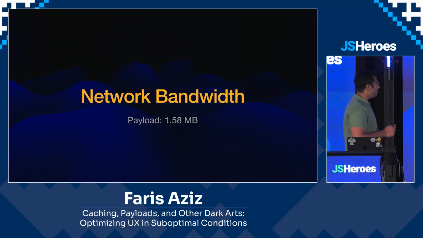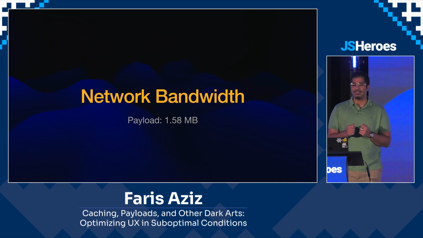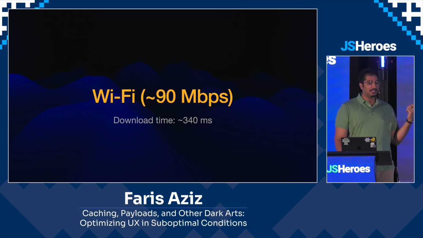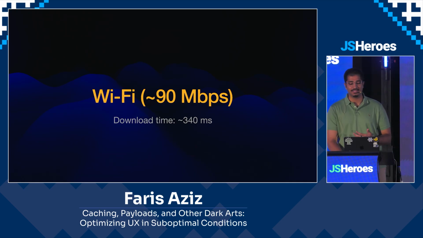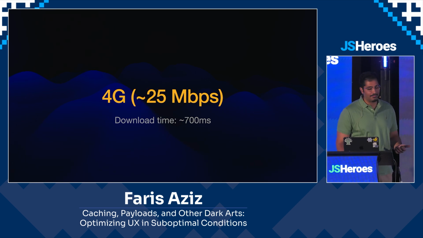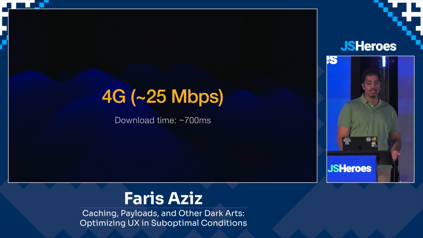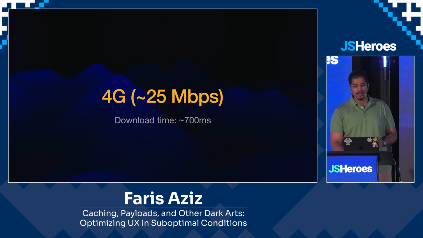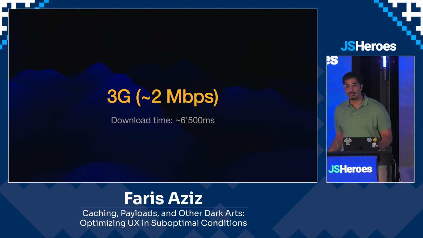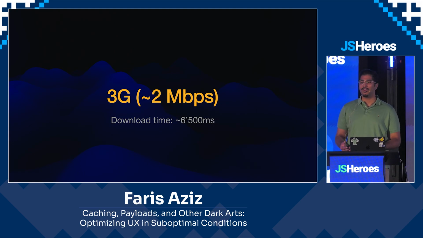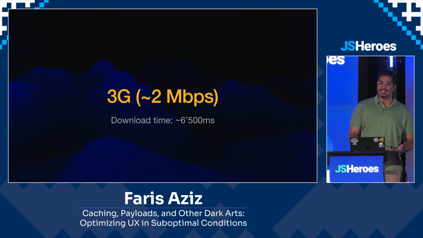And so let's think a little bit more about network bandwidth. For that 1.5 megabyte payload, a network bandwidth of 90 megabytes per second, the download time will be around 340 milliseconds. Typical Wi-Fi experience. 4G, which most of the world does have access to, on 25 megabits per second, you have a download time of 700 milliseconds, starting to edge a little bit closer to that 1 second mark. Then with 3G, that some other parts of the world still are predominantly relying on, you're at 6.5 seconds. That's not an ideal place to be.